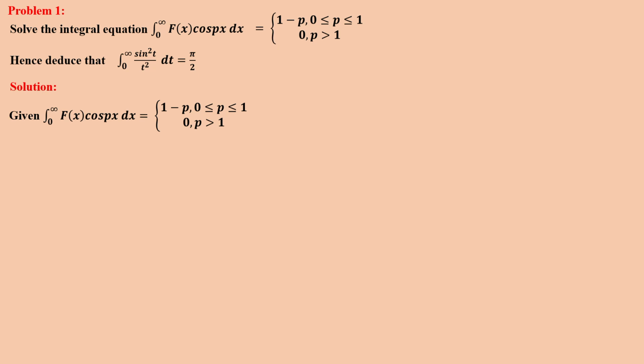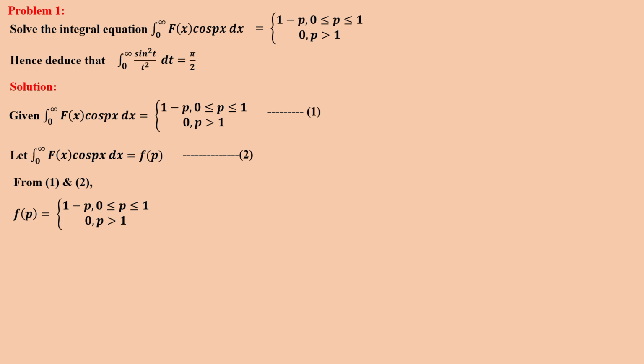To solve this integral equation means to find the solution, that is, to find the value of capital F of x. That is the solution. So the given equation is equation 1. Let integral 0 to infinity f of x cos px dx be equal to f of p. This is equation 2. So f of p is equal to 1 minus p if p lies between 0 and 1, 0 if p is greater than 1. That is equation number 3.